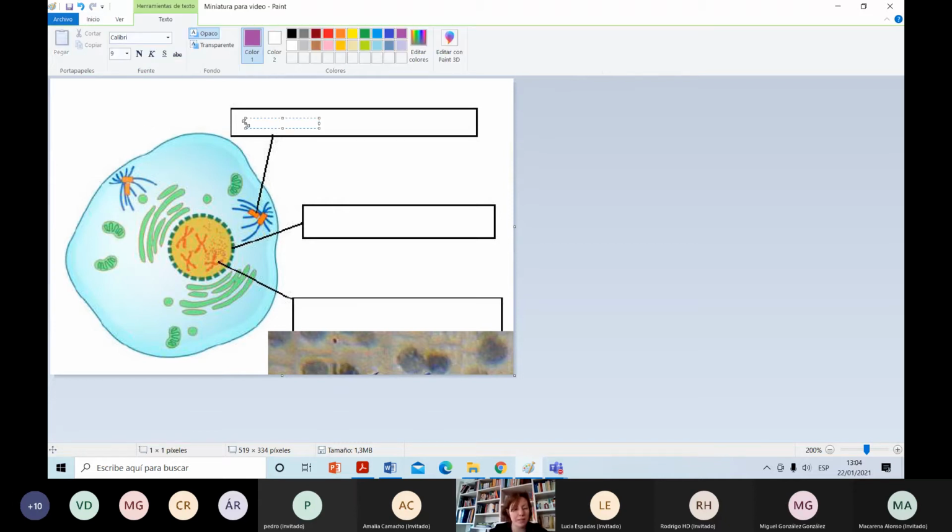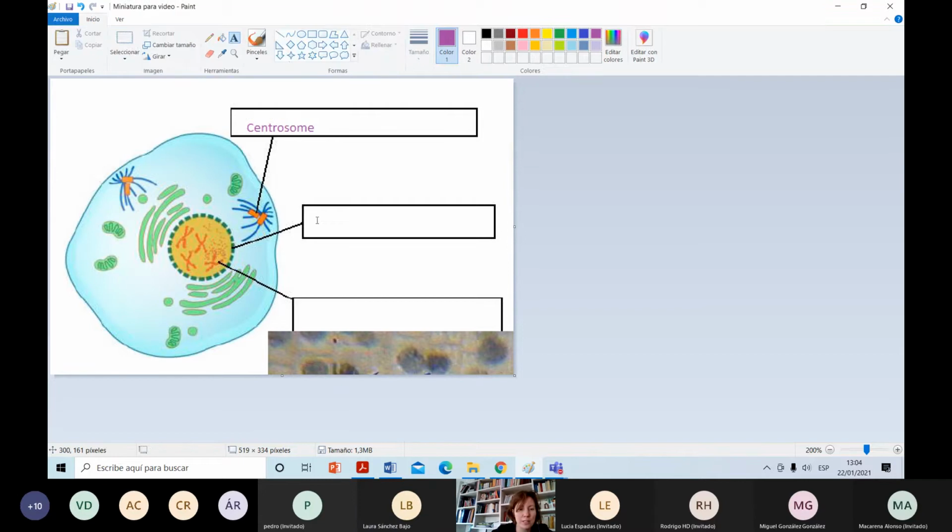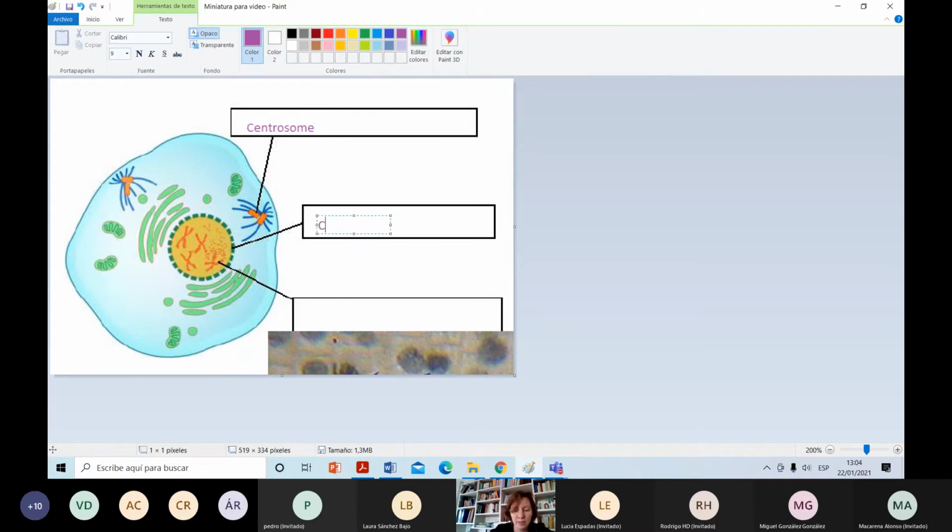Laura, what should I write here? The centrosomes. The centrosome there. What should I write here? That is the, O sea, the cell membrane. Sorry, it's not the cell membrane, it's the nuclear membrane. Te he engañado, ¿eh? The nuclear membrane is this one.